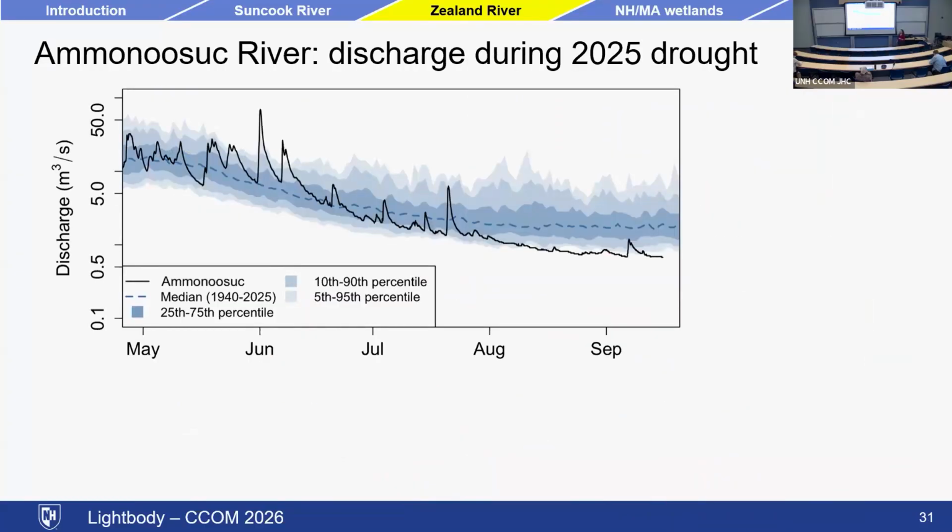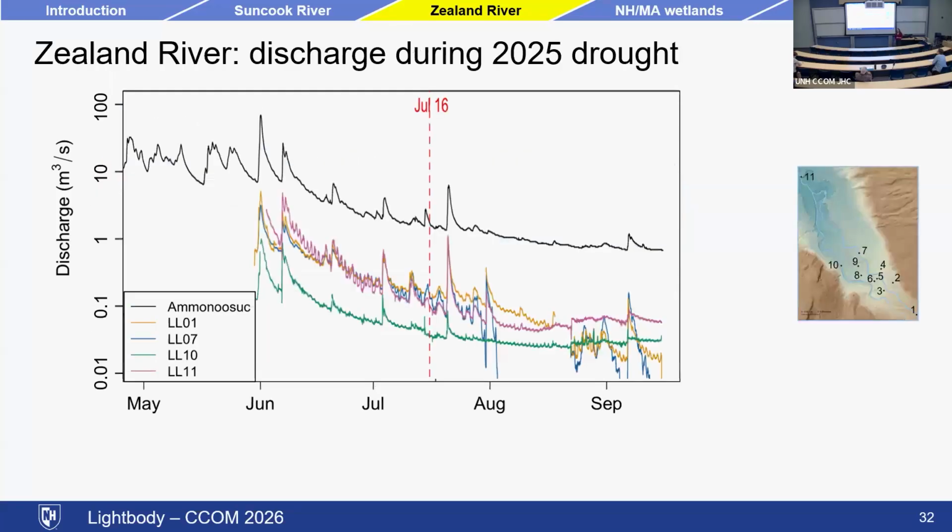I'm instead going to talk to you about what happened with groundwater during this system. During the summer of 2025, and if you remember last summer, there was a drought. And so this is the Ammonoosuc discharge. The Ammonoosuc started fairly normal for the year, but then later on, the Ammonoosuc was starting to set new low flow records as a result of the drought.